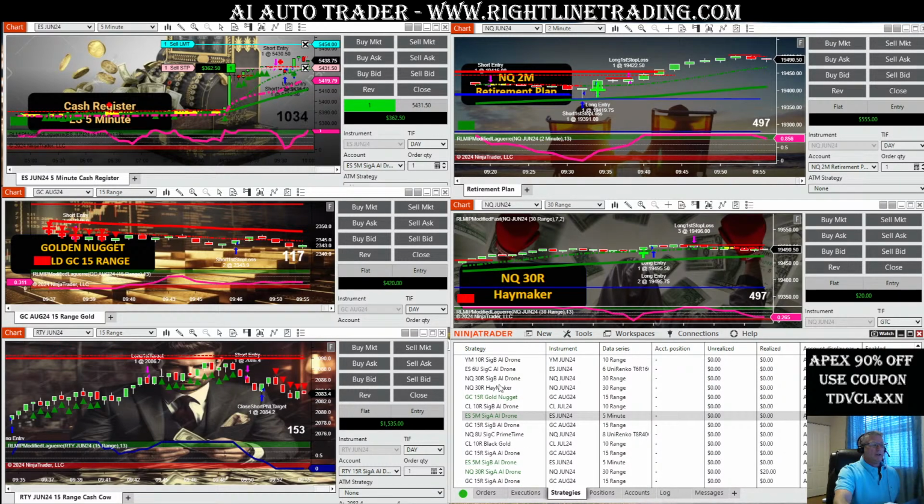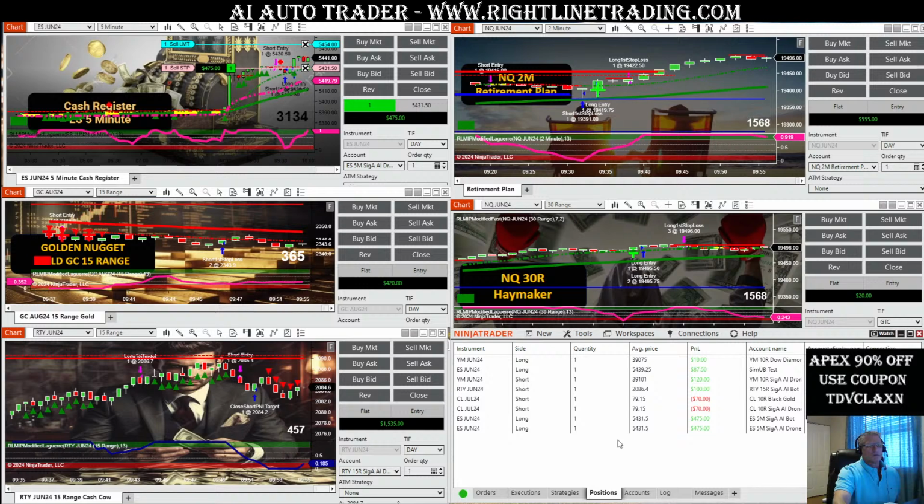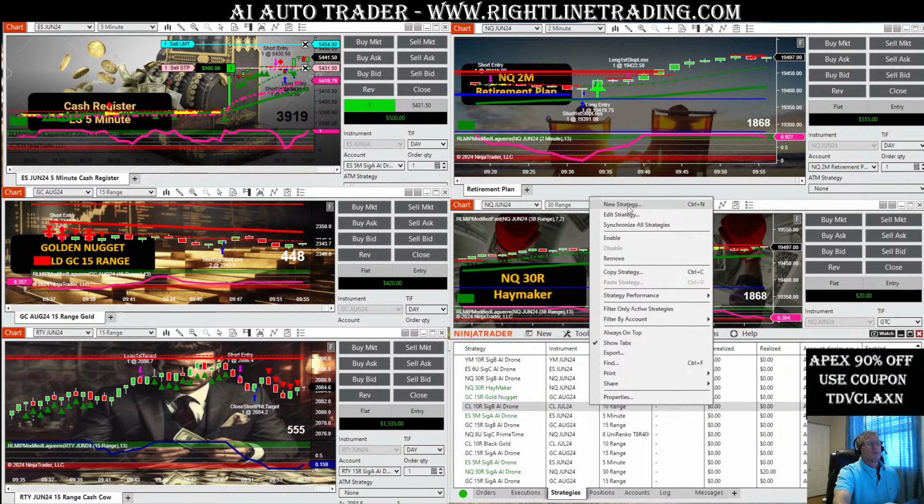Speaking of the signal A, really like the way that's setting up. The settings for the NQ signal A. Are you referring to the 30 range settings in the strategy suite, or the 2-minute? Order submitted. 2-minute signal A, the strategy settings.